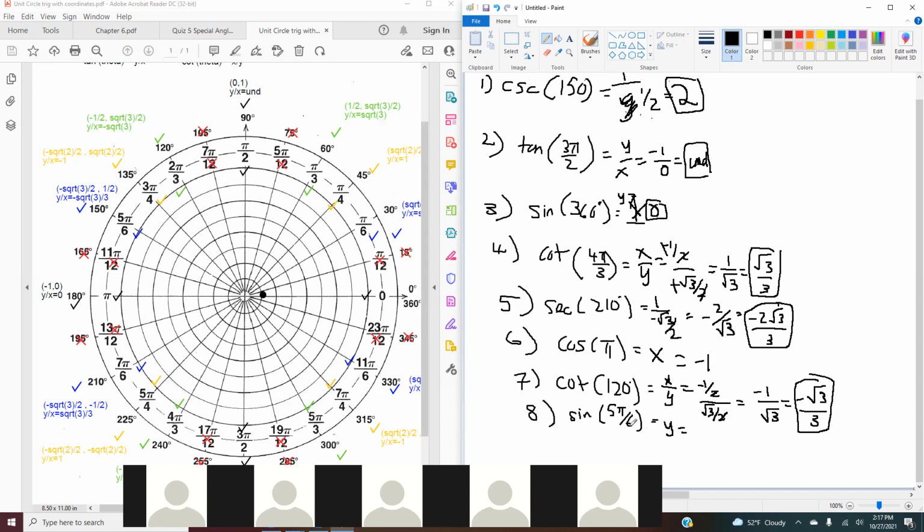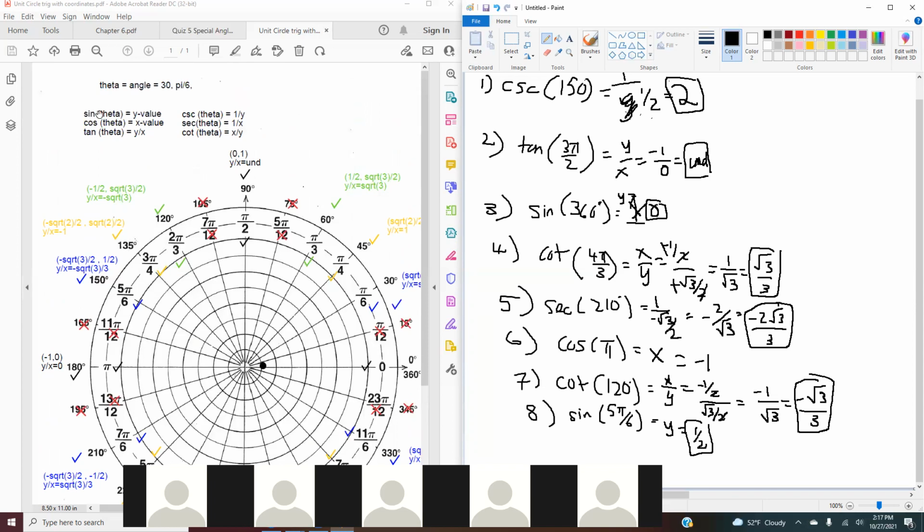And what is the y value in this case for 5 pi over 6? 1/2. This is just 1/2. Yep. So make sure you guys know that this is very important. Sine theta is the y value, cosine is the x value, tangent theta is y over x, and then the rest. So it's not always x over y; it's only sine, tangent, cotangent that use y, x, and xy.